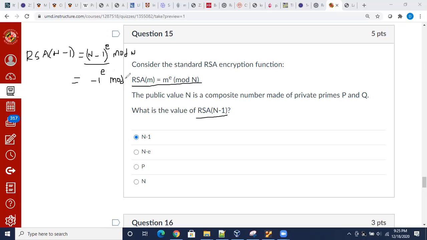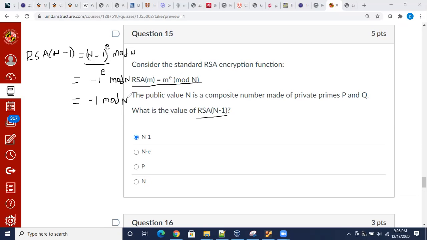Okay, so what is the next thing we can do? Even if you don't know the binomial theorem, you can see that n with mod n will cancel out. This becomes 0. So this is nothing but (minus 1) power e mod n. What is e? In standard RSA, e is an odd number. Therefore (minus 1) power e is nothing but minus 1 in mod n.